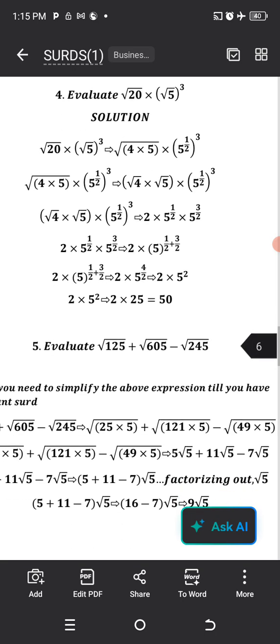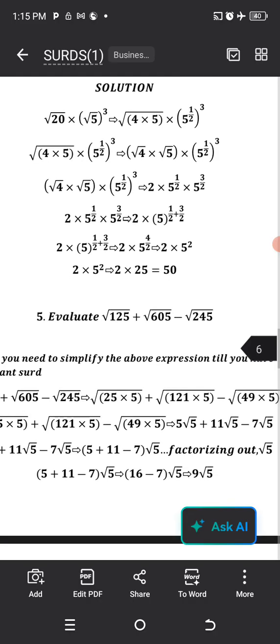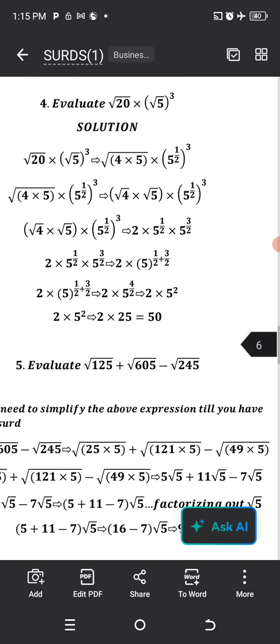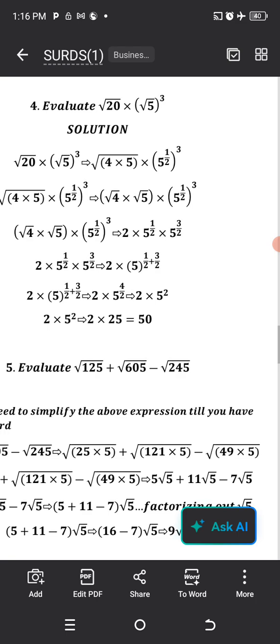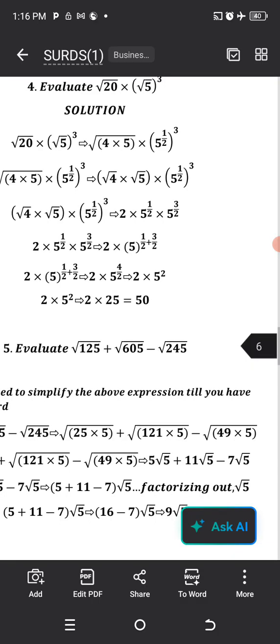Following the indices rule, you will see that here we have split the square root of 4 times 5 into what? Square root of 4 multiplied by square root of 5. Recall, I told you any square root of a prime number will definitely be a surd. So once you see that 5 inside, you must know that it is a surd. Are you getting it now? So we now have the expression square root of 4 multiplied by square root of 5, multiplied by inside parentheses 5 raised to power 1 over 2, all raised to power 3.